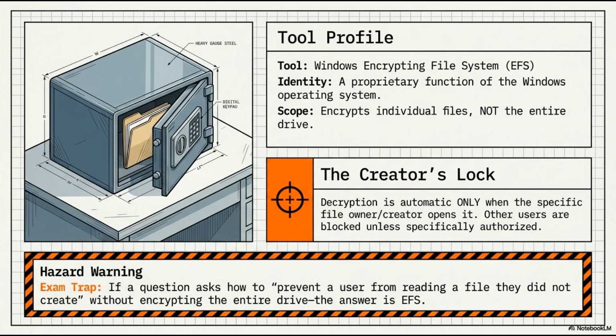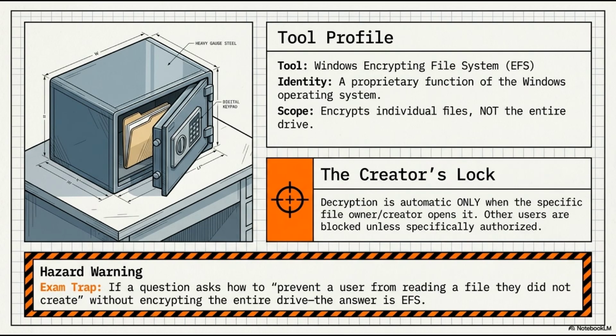And that leads to this huge hazard warning on the slide. This is an exam trap. A very common one. It says, if a scenario asks how to, quote, prevent a user from reading a file they did not create, unquote, without encrypting the entire drive, EFS is the exact tool for the job. Memorize that phrase. Prevent a user from reading a file they did not create. If you see that, and it's a shared machine, EFS is the answer. Do not choose a full drive solution. Because that would be using the wrong club from the bag. Exactly. You'd be locking down the whole hotel just to protect a passport.